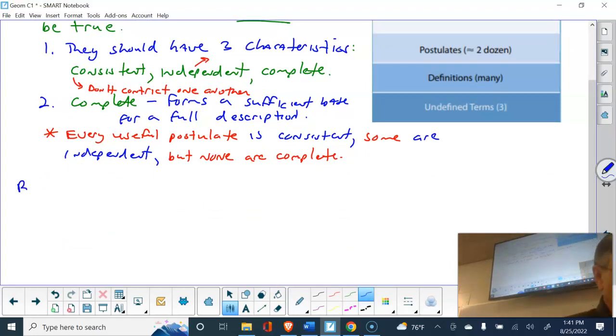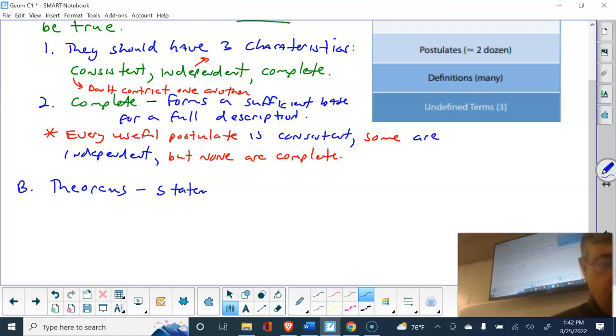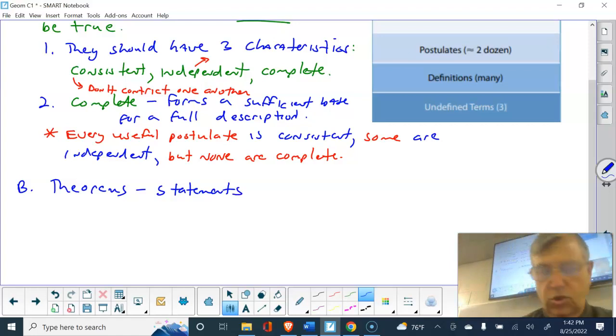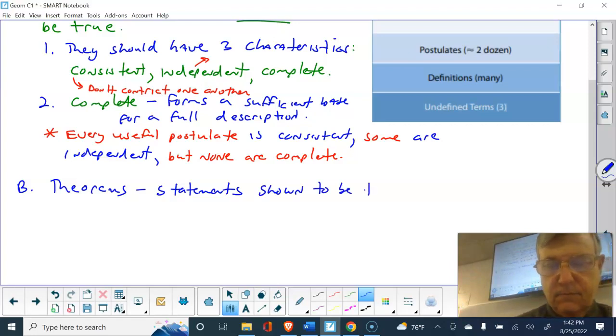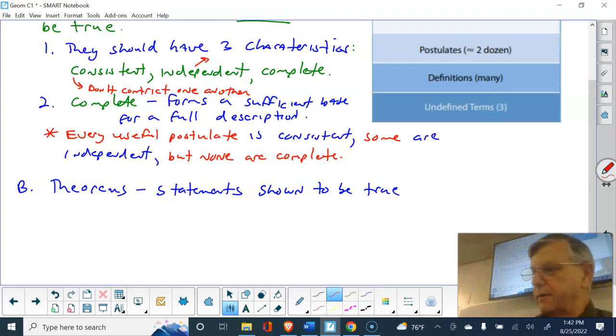Then capital B, theorems. These are statements shown to be true, and then we'll finish in red, by a proof.